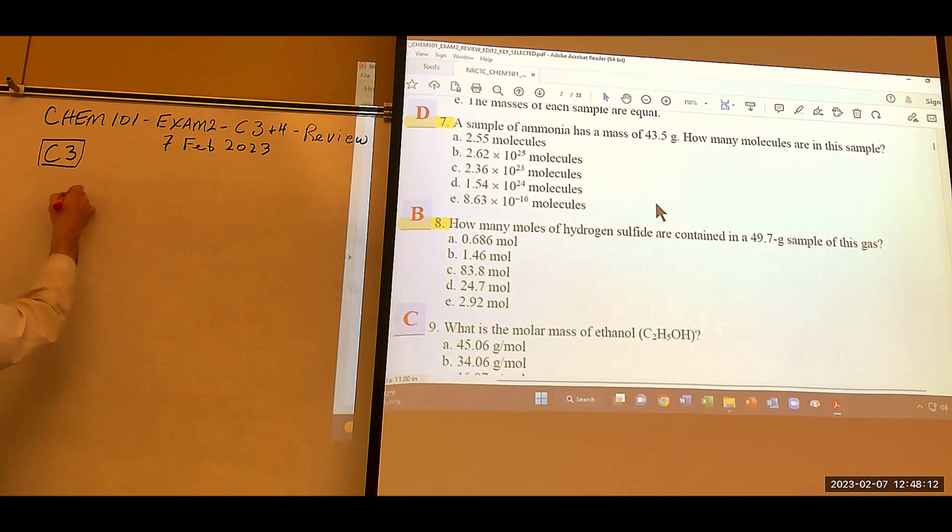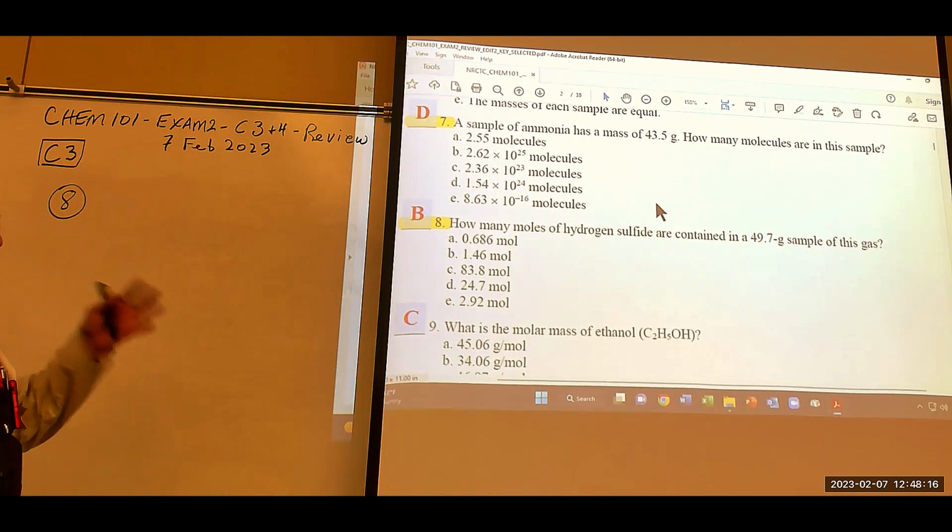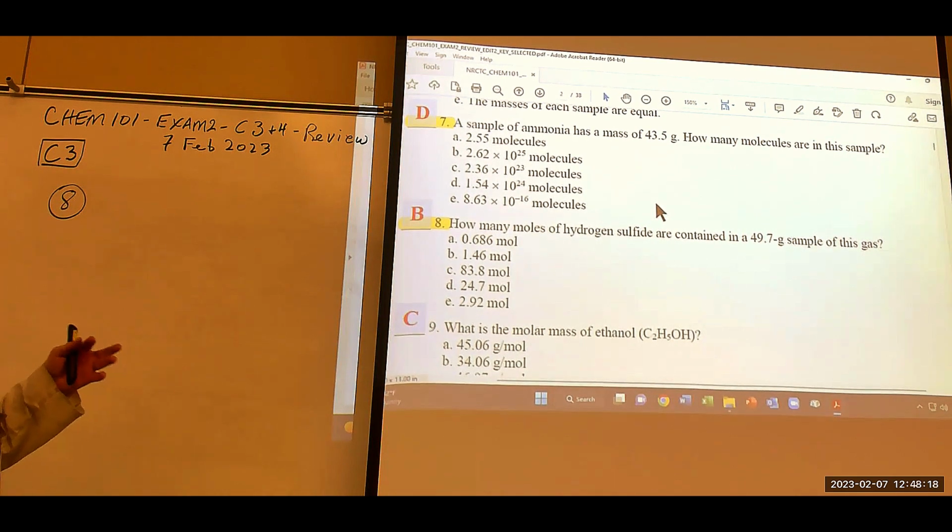All right, in order to solve number 8, look, it's a word problem. How many moles of hydrogen sulfide are contained in the 49.7 gram sample of gas? Once you know what the hydrogen sulfide formula is, you can go from there. That's the trick to this one. You've got to know what hydrogen sulfide is and how it's written.